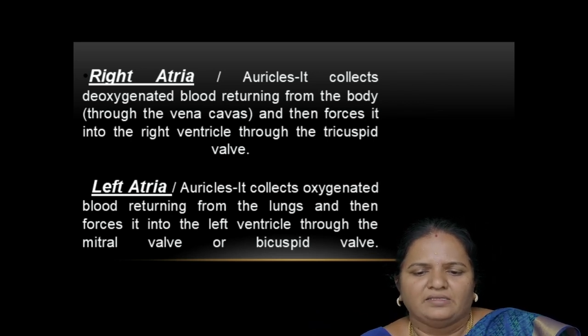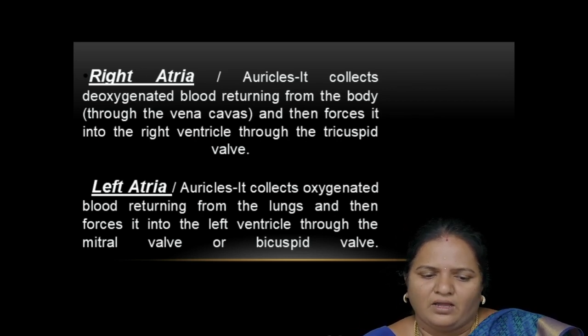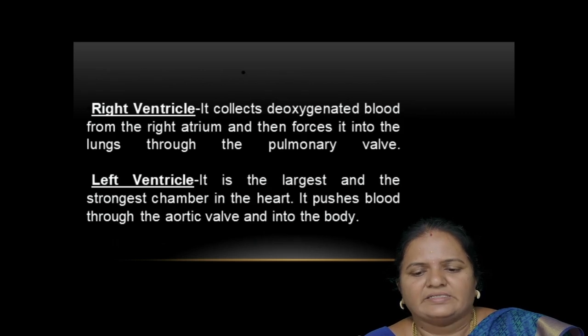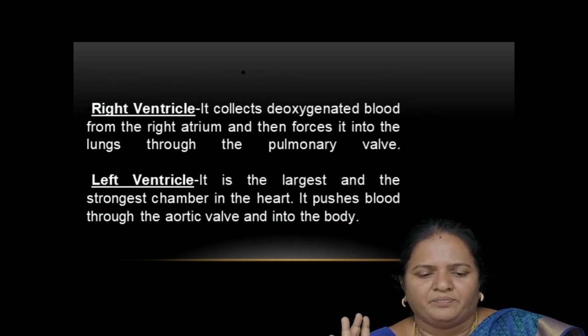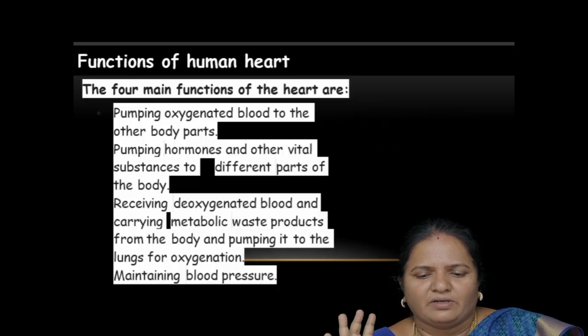And right atria, these are otherwise known as auricles, collects the deoxygenated blood. Left atria, it is collecting oxygenated blood. This ventricle, it is collecting deoxygenated blood. Okay. And left ventricle is the largest and the strongest chamber in our heart. These are all the functions of a human heart.